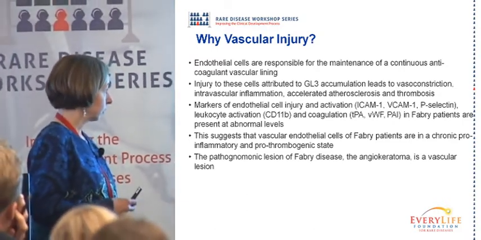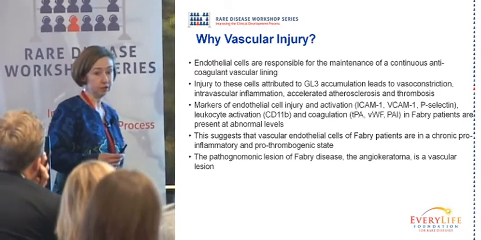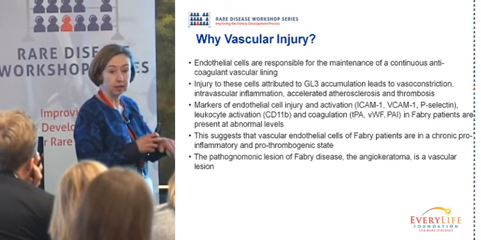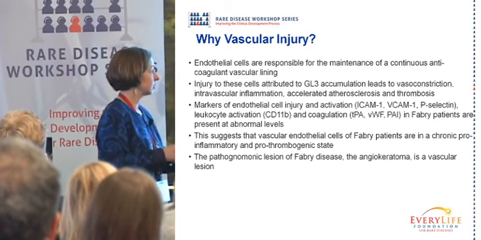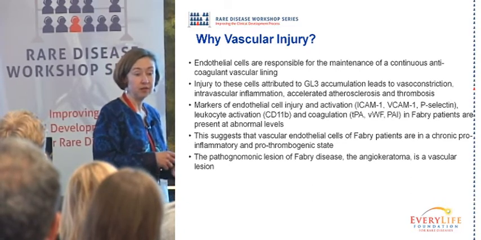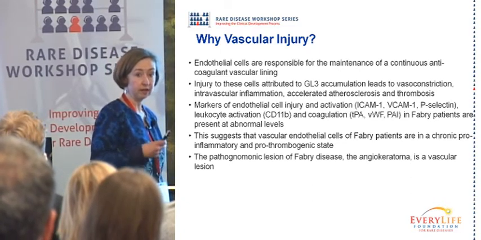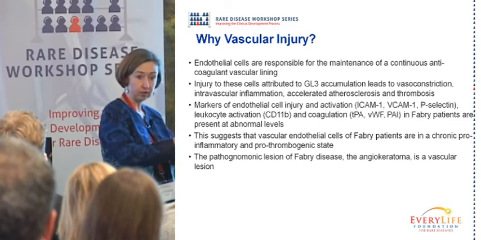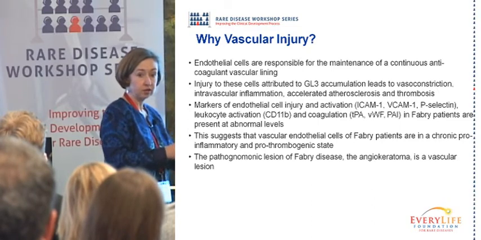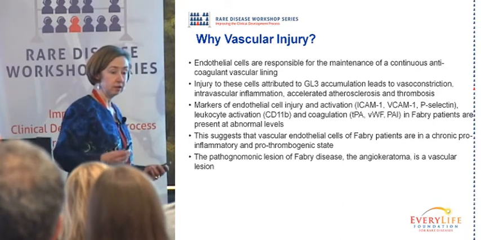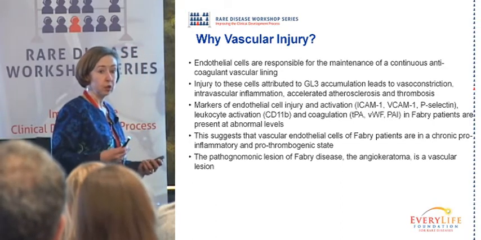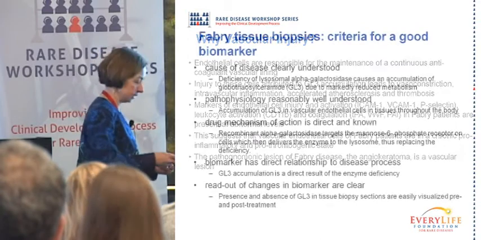And of course, as a reminder, the pathognomonic lesion of Fabry disease is the angiokeratoma, those superficial lesions on the skin. And these angiokeratomas are themselves vascular lesions involving vascular injury and thrombosis and the resulting marks you see on the skin. And they're certainly likely reflective of the vascular disease going on throughout the body that we don't see.